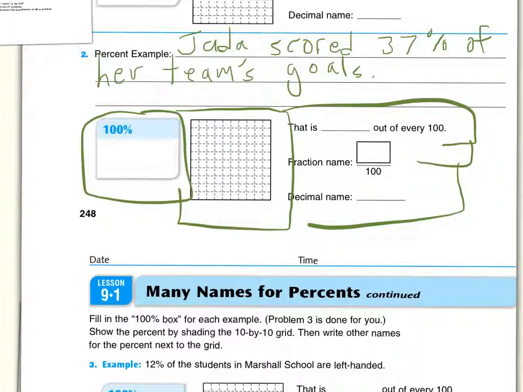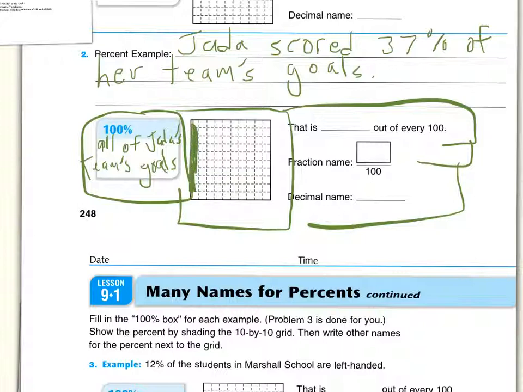Alright, so hopefully for the 100%, this would be all of Jada's team's goals. Okay? Because that would be the 100%, all the goals. Okay, you don't know how many goals were scored, but you can at least get a percentage from this. Okay, next up you should have filled in 37 of these.